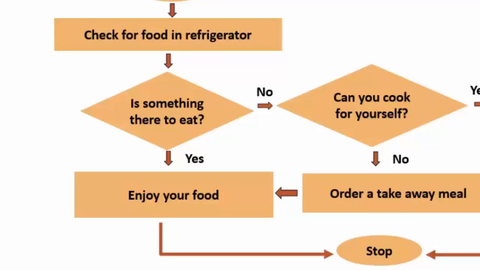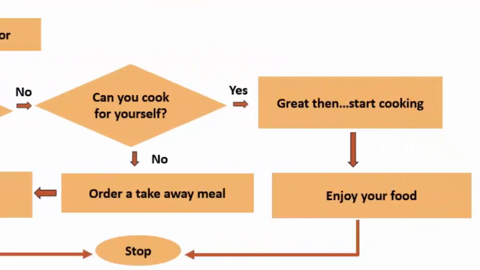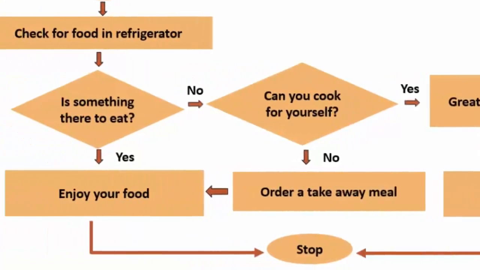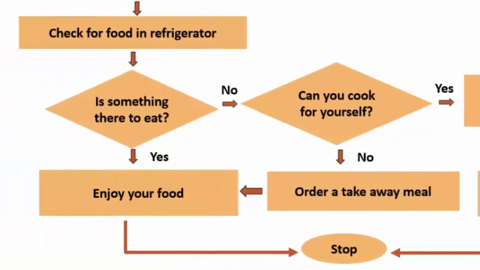So the next question pops up: can you cook for yourself? Now this has two options, yes or no. If you cannot cook for yourself, then you follow the arrow that says no. You order a takeaway meal. When the meal comes, you enjoy your food and the flowchart comes to an end.